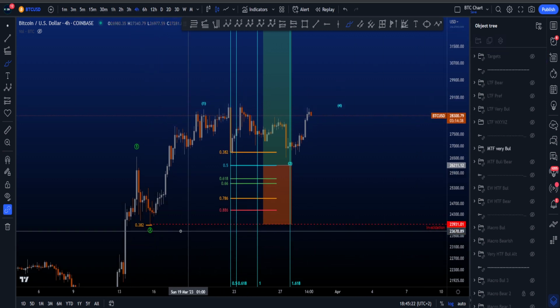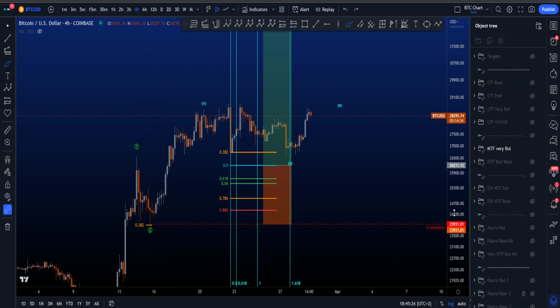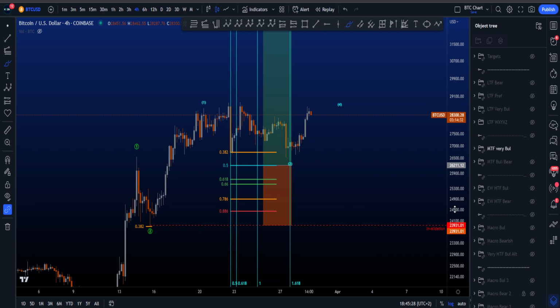Now the 0.382 for a wave 2 is already a rare target, but not hitting it is of course even more rare. It is possible in a very bullish environment, so we definitely want to see a lot more upside to come, and we don't want to see price drop below this level, as that is a clear invalidation for this scenario.